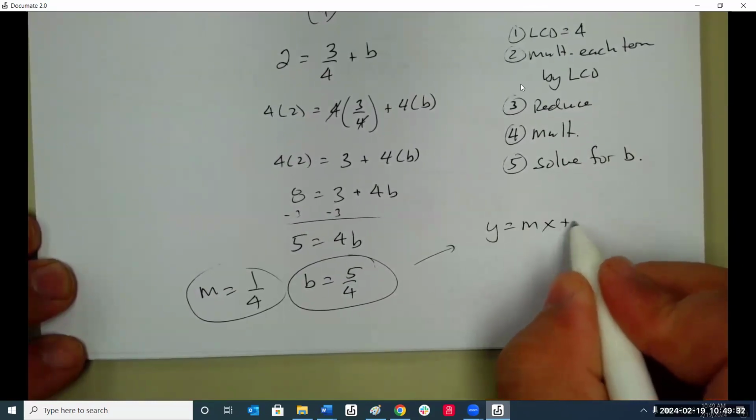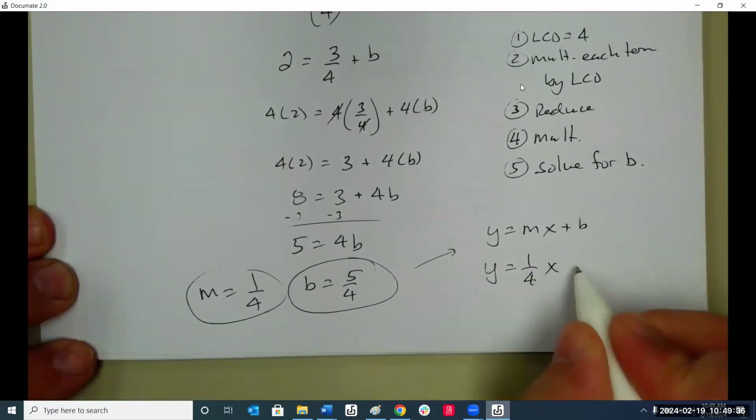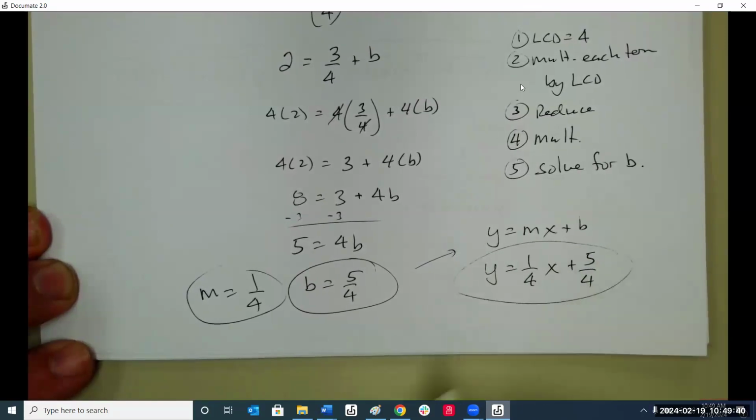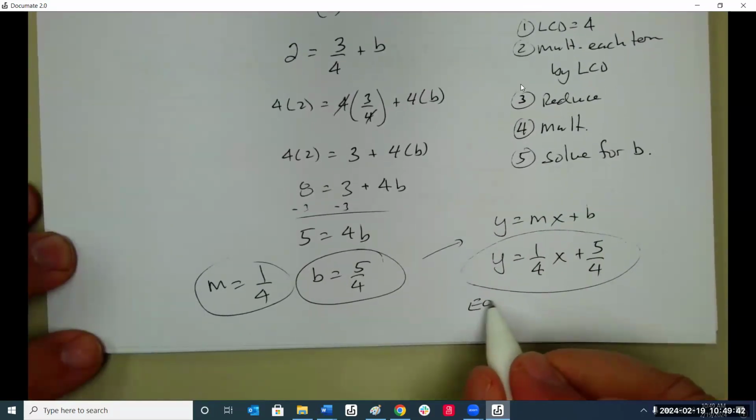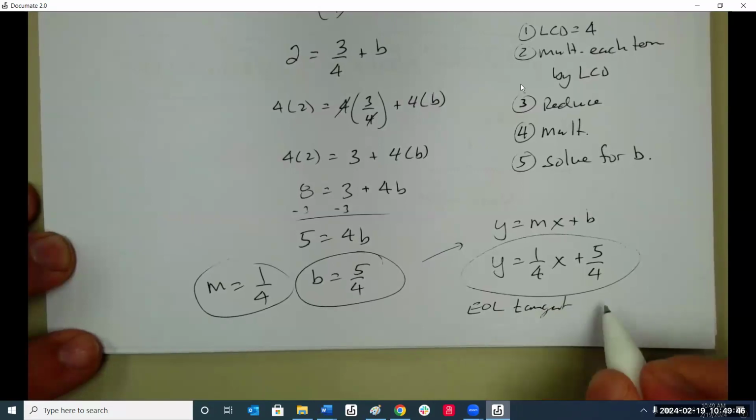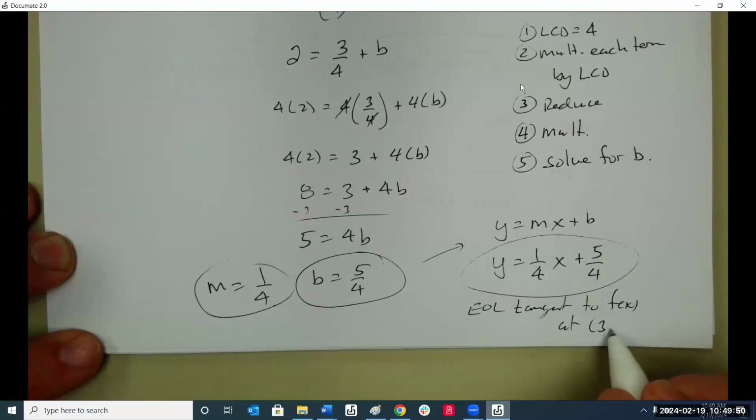So my equation, that's the equation of the line tangent to f of x at 3, 2.